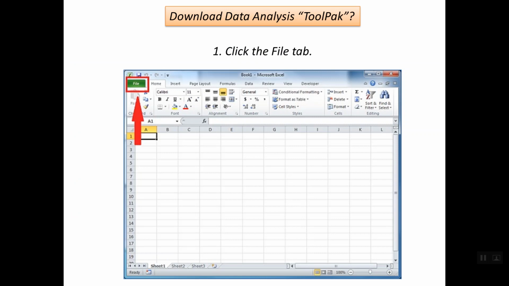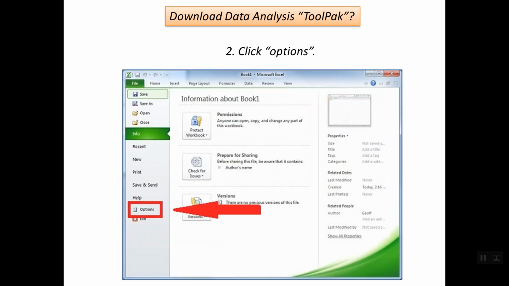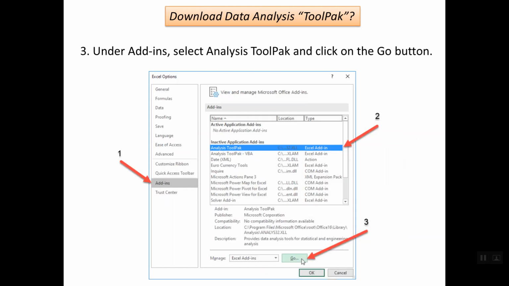First of all, click the File tab. After clicking the File tab, you will have this window. Select the options in the left column. So after clicking the options, you will get this window. Select the add-ins in the left column. Then select the analysis tool pack, then click on the go button, then click OK.